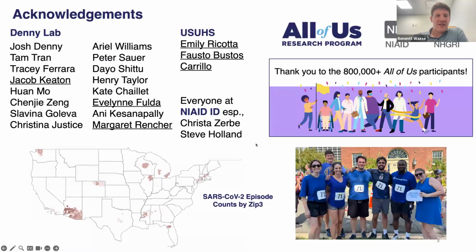I will start with an acknowledgement for the lab. Dr. Josh Denny's lab is a great place to do research. I've really enjoyed being here. Underlined folks are people who have really helped with this project. But I'm also grateful to collaborators I have at the Uniformed Services University, Dr. Ricotta and Bustos Carrillo. And then a special thank you to NIAID, my program director, Dr. Krista Zerby, and DIR director, Dr. Steve Holland, who let me leave NIAID to do research at a different institute. Of course, we should always start by thanking the All of Us participants, because we couldn't do this work without the more than 800,000 participants that make this possible.